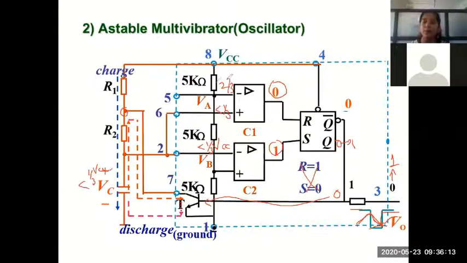As soon as the voltage across the capacitor becomes 2/3 VCC, these values will change. The upper comparator output becomes 1, the lower comparator output becomes 0. So Q becomes 0, Q bar becomes 1, and when Q bar becomes 1, the final output goes to 0 state. So please understand this correctly.